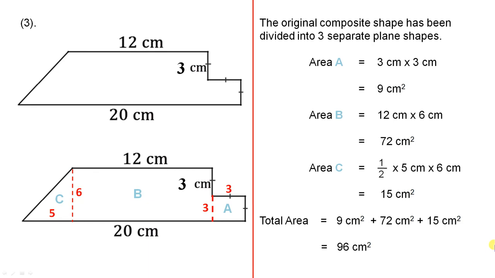So this video has introduced us to the idea of composite shapes, and when we're asked to find the area of a composite shape, we try to divide that composite shape into two or more smaller shapes, find the area of each of those shapes and add them together.